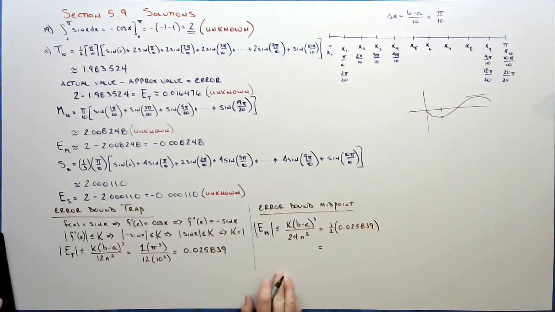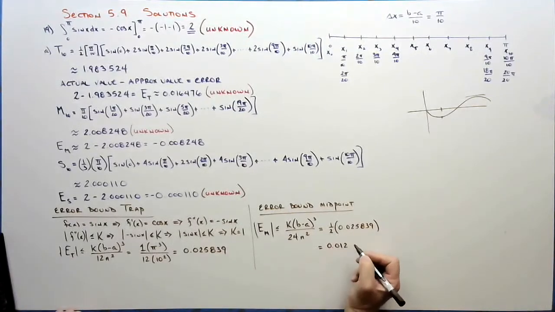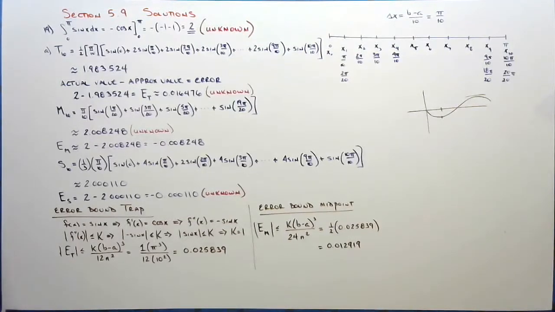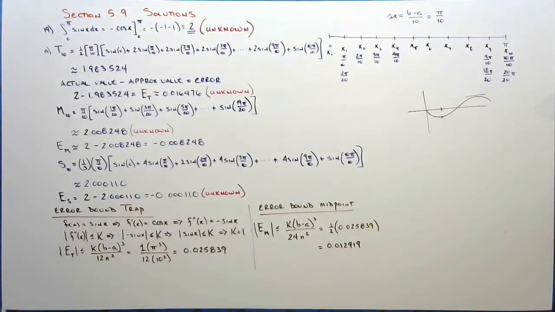So I'm just going to take this, divide it by 2, and I get 0.012919. Remember, this is the upper bound on our error. Our error can't be bigger than 0.012919. And our error is not. Our error is actually negative, so it's definitely smaller than that.